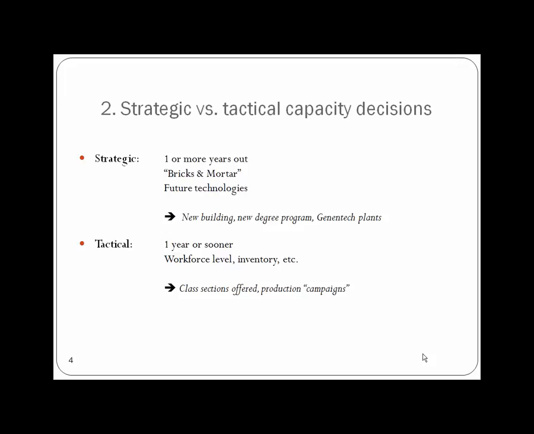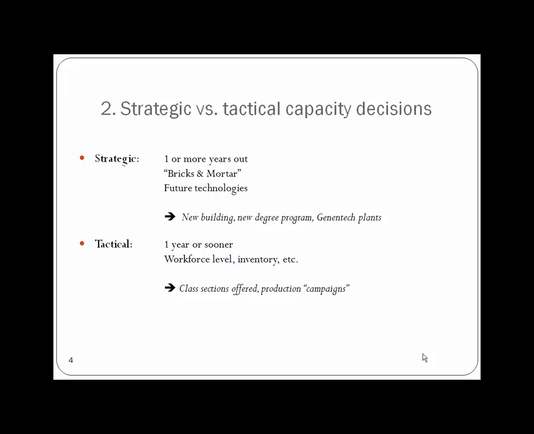For instance, we can adjust workforce levels. We can offer additional shifts. We can maybe build up or pull down inventory levels. We can subcontract. Examples of tactical capacity decisions would be class sections offered. For instance, think about the online MBA. There was a strategic decision to offer the new degree program and put in place the resources to do it. A tactical decision might be how many different courses are we going to offer? What kind of electives might we offer in the future? In the case of a manufacturing firm, the strategic decision would be to put in place a new plant. Production campaigns, on the other hand, might involve what mix of products we're going to make within that plant.